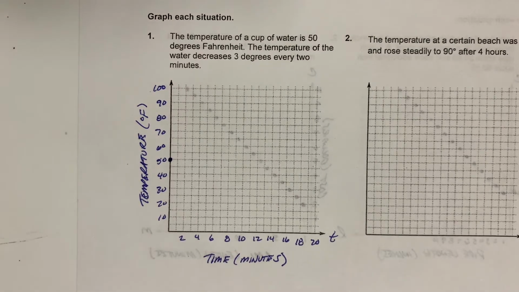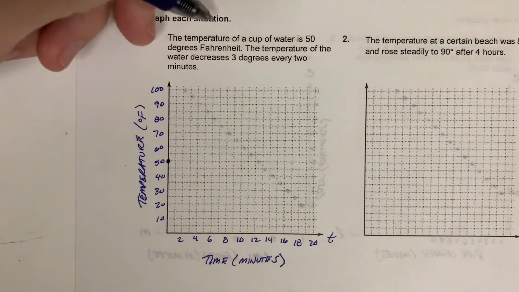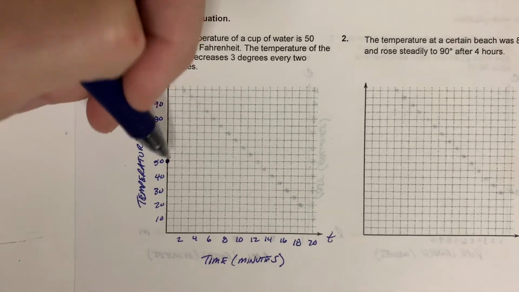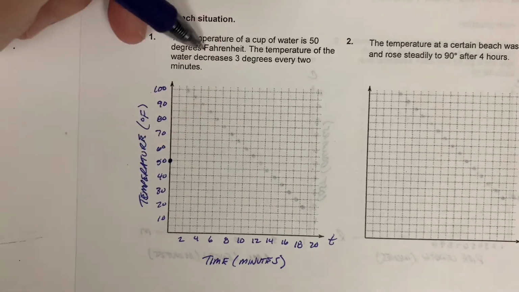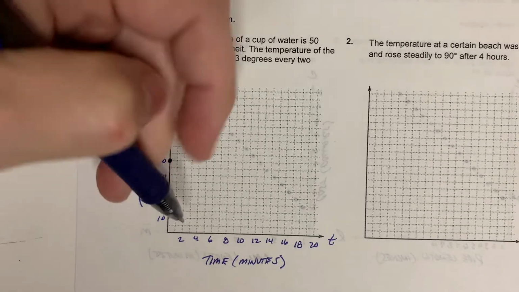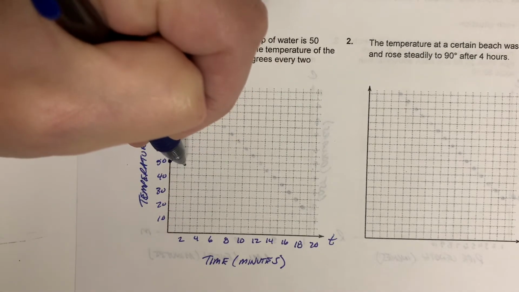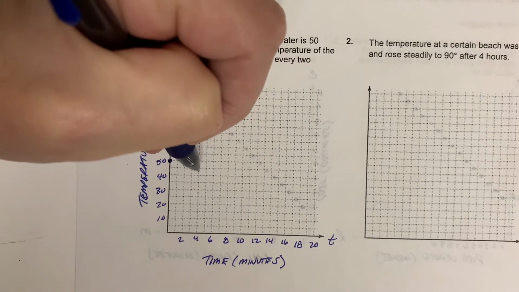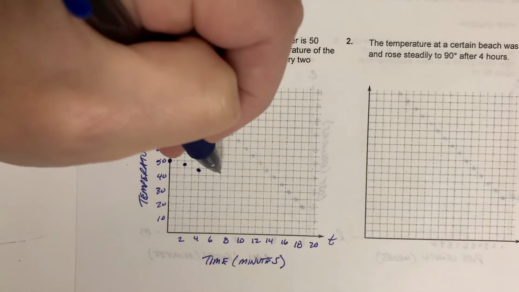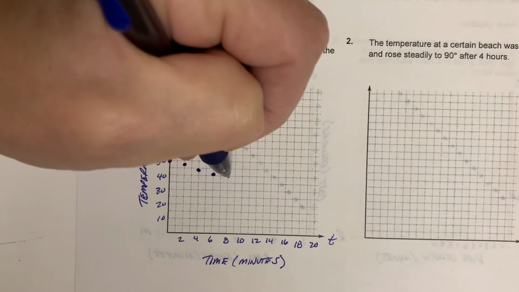Now, because I went up by fives each time here, I'm going to have to really be careful about 3 degrees every 2 minutes. So when I drop down 3 degrees, I'm going to have to probably guesstimate where that next dot's going to be. So 3 degrees every 2 minutes. So 2 minutes, it's going to go down to 47, which will probably be right there. 47, 44 for the next one, which will be about right there. 41 for the next one, 6 minutes. 38.